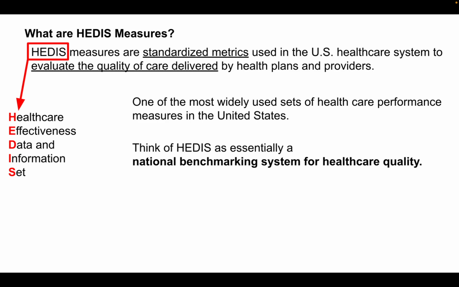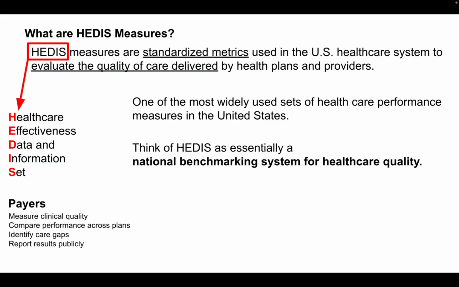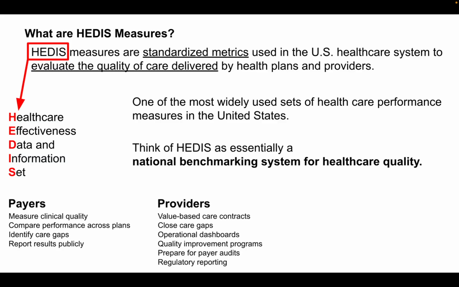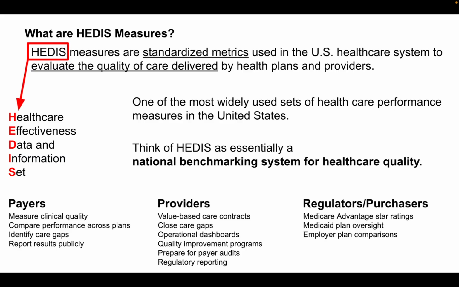And different types of organizations might use HEDIS measures for different purposes. For example, payers might use HEDIS measures to measure clinical quality, to compare performance across plans, to identify care gaps, etc. Providers might use HEDIS measures in the creation of value-based care contracts, to close care gaps, to build operational dashboards, etc. Regulators and purchasers might use HEDIS measures for other areas of interest like Medicare Advantage star ratings.